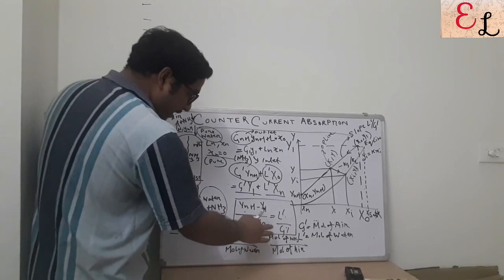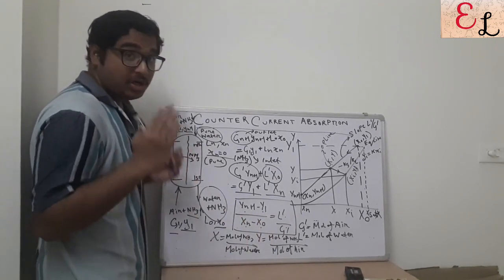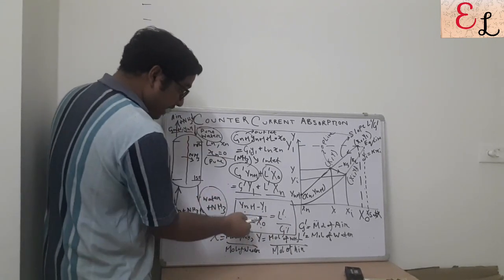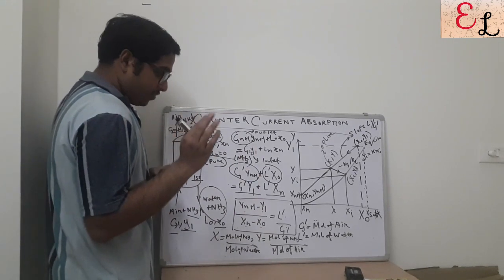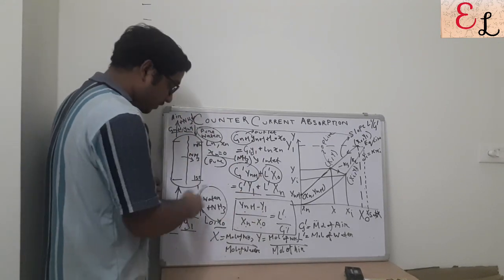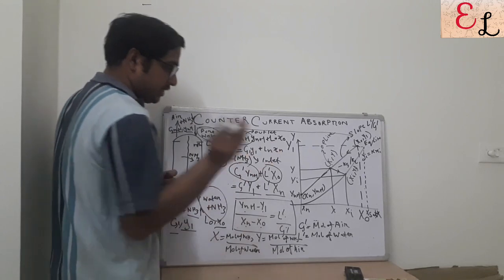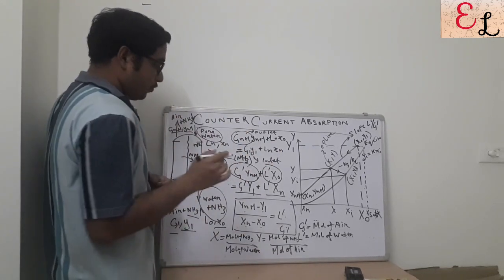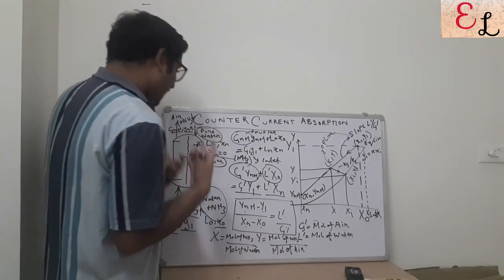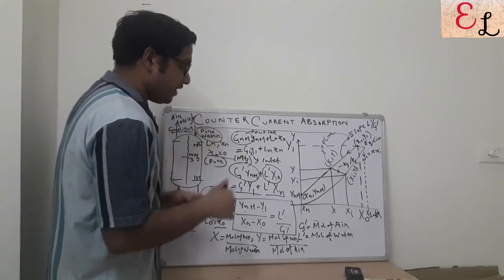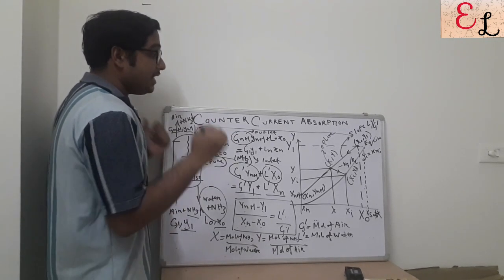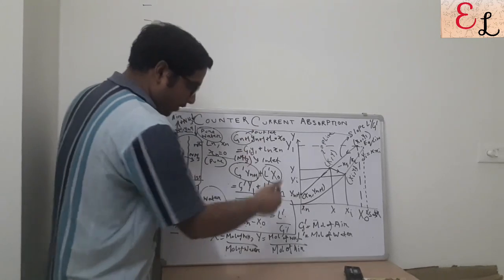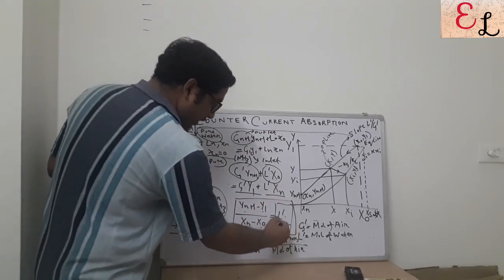Now what is Xn minus X0? That is the mole ratio difference from the inlet to the outlet stream. And similarly, the mole ratio difference from the inlet to the outlet stream, the gas is present here. And this is an absorption process. Now, if we draw the operating line graphically, this is the slope of the operating line.